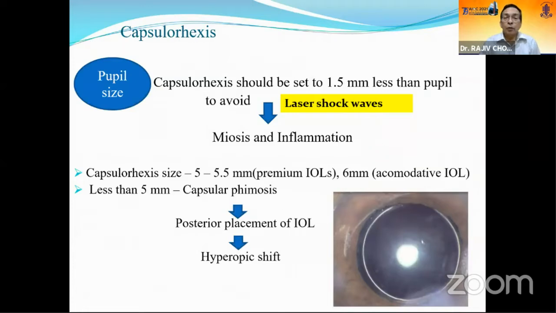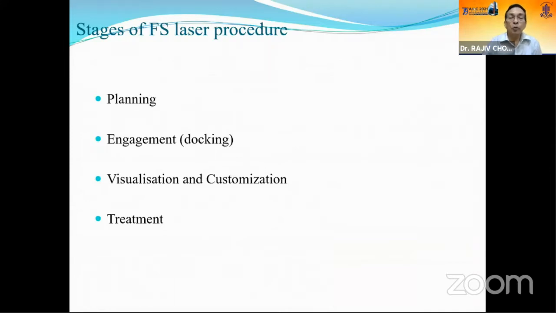The capsulotomy size should be set 1.5 mm less than the pupil to avoid laser shock, and I usually keep 0.5 mm. This avoids laser shock that causes miosis and inflammation, as pupils get constricted after the femtolaser. We keep the capsular size 5 to 5.5 mm according to the size of the intraocular lens. Less than 5 mm can lead to capsular phimosis, posterior placement of the intraocular lens, and may lead to hyperopic shift.